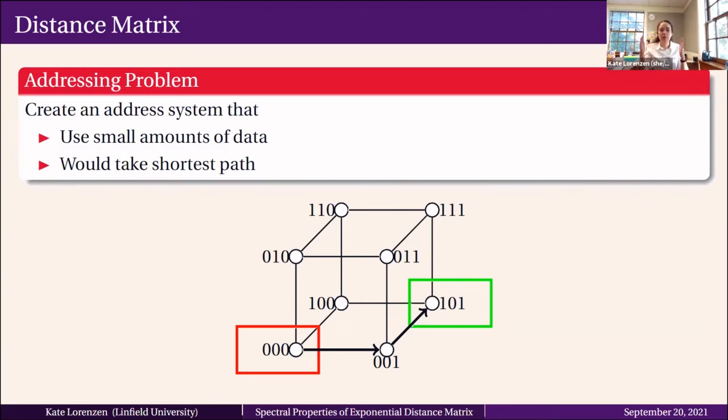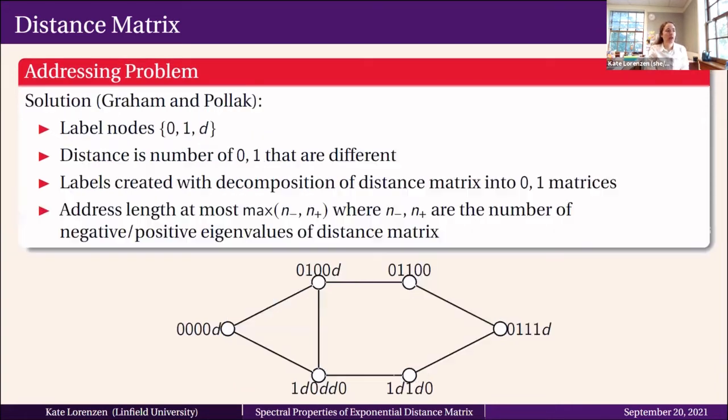But also keeping our addresses at shorter length, right? Anything is possible with infinite length, but can we also keep our addresses small? Right, and this was solved by Graham and Pollak, and they said, hey, if we add in a third bit, or like a D for "I don't care about this bit," then the distance is again going to be the number of different zeros and ones between our two address labels.